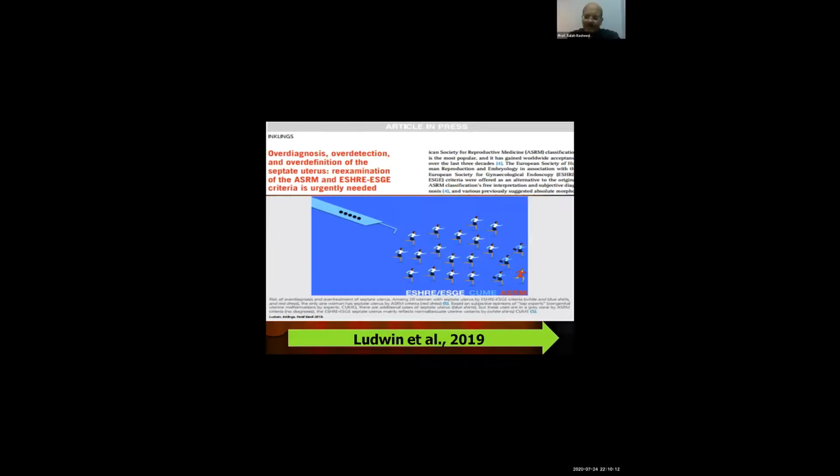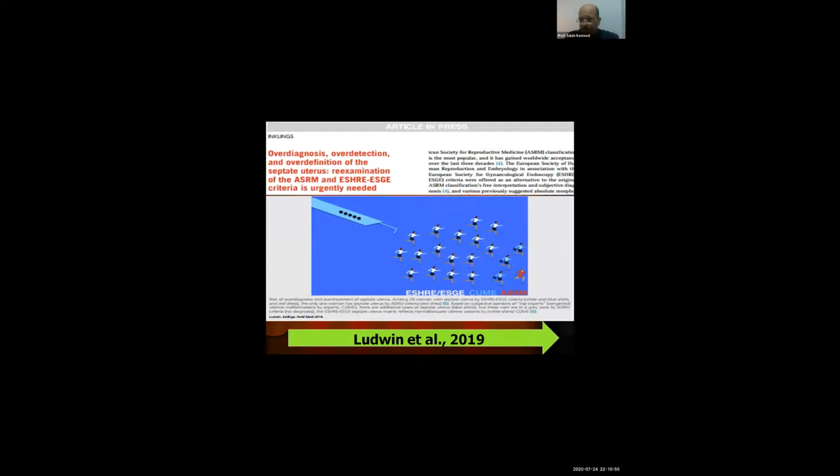Another very exciting figure: these are 20 women. If they have been assessed according to the ESHRE diagnostic criteria for septate uterus, many would be diagnosed as having a septate uterus. On the other hand, if you have used the ASRM criteria, only 1 woman among these 20 women has a septate uterus.